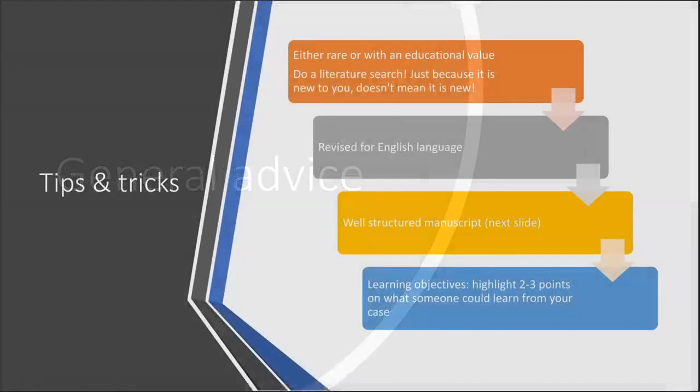So as a general advice now, we accept either rare or educational value cases. Sometimes, if a case has great potential to develop as an educational corner, then we will ask the authors to revise the manuscript. But if the authors state that this is a new case or something extremely rare, just make sure that you do a literature search, because it doesn't mean that it's new to you and it's new to everybody. Also, it's important to do your best to revise for English language and to have a well-structured manuscript. The structure that we demonstrate to you is a sample on how not to miss anything when you write a clinical case. It's a suggested structure.